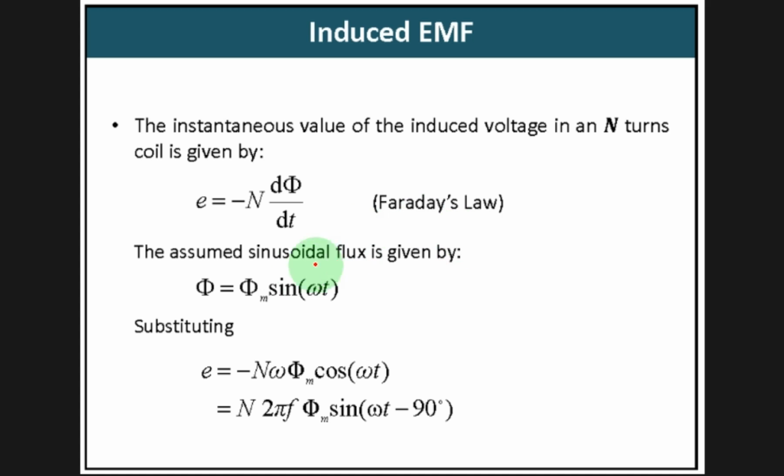Then we can find the induced EMF value as well in the rotor. The instantaneous value of the induced voltage in an N turns coil is actually proportional to the rate of change of flux and also the number of turns. So E equals minus N d phi over dt, that is coming from Faraday's law.